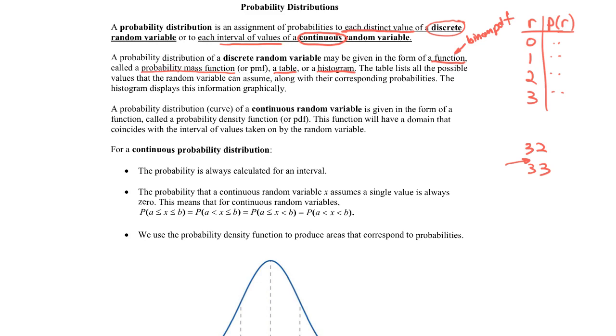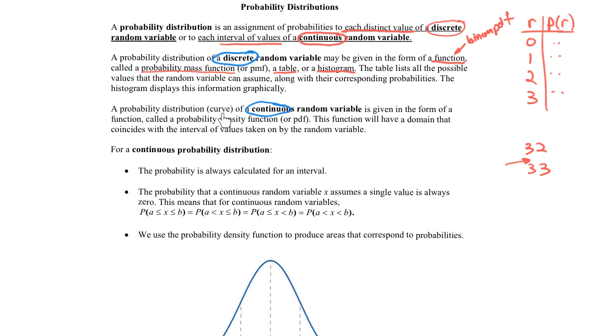Okay, so now we're switching though. What we were just talking about was a discrete random variable. Now we're switching to continuous. And we really don't go back. Once we go to continuous in chapter 6, we pretty much stay with continuous.